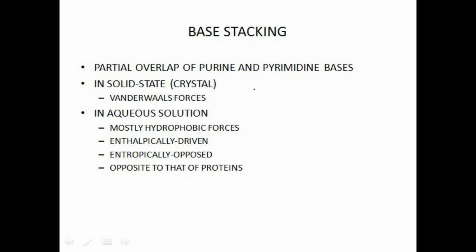What is meant by enthalpy and entropy here? Enthalpy is the change in heat content, that is, how it changes depending upon denaturing or the melting temperature. That is base stacking in terms of being enthalpically driven. Entropically opposed means it has to maintain its native conformation, with no change and no disorder in the system. The opposing force of entropy is maintained for the stability of the nucleic acid.